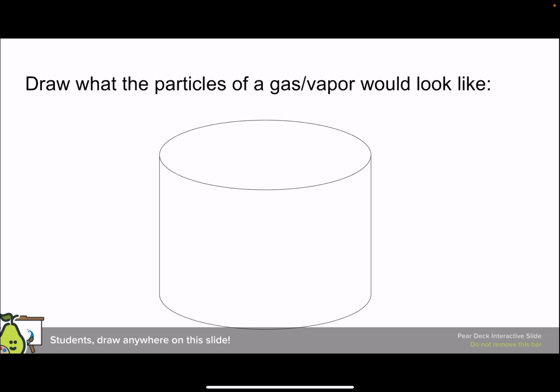So section 1, states of matter. Draw what the particles of a gas vapor would look like. So we want to make sure that they're spread apart and that they're randomly throughout. You could even have them going through the container here. If you want to, you can show movement for it also there.